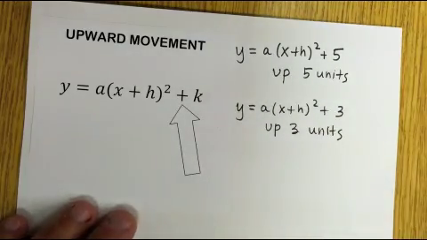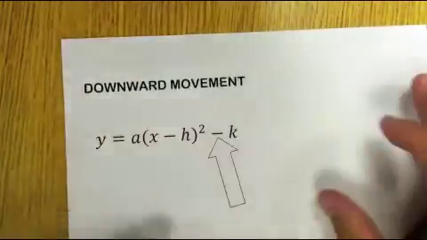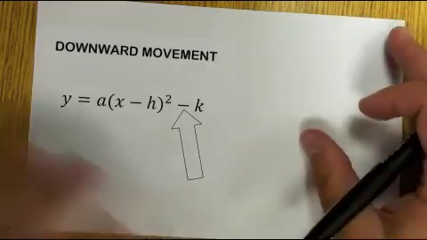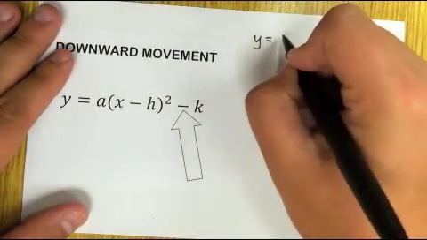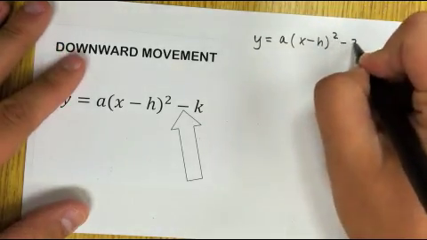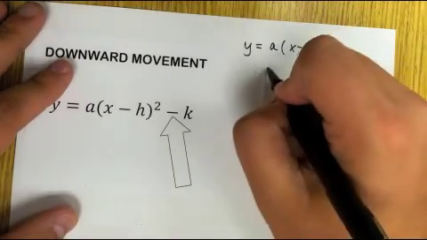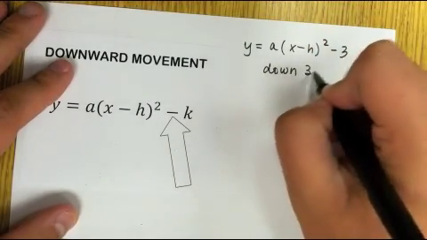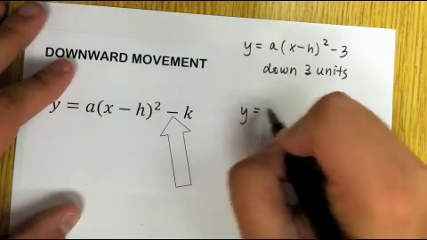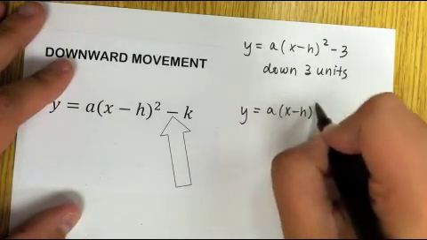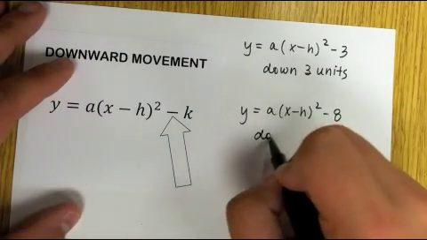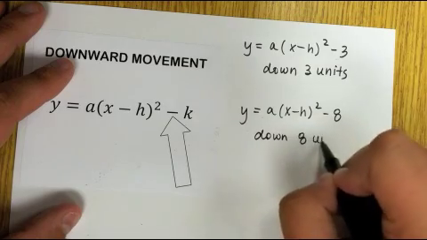So what if k was negative? Well, that's our last direction. This is going to dictate that we are going to go down. Okay? So if I had y equals a times (x minus h) squared minus 3, this is going to tell us that we are going to go down 3 units. If you had y equals a times (x minus h) squared minus 8, this is going to tell me that I'm going to go down 8 units.